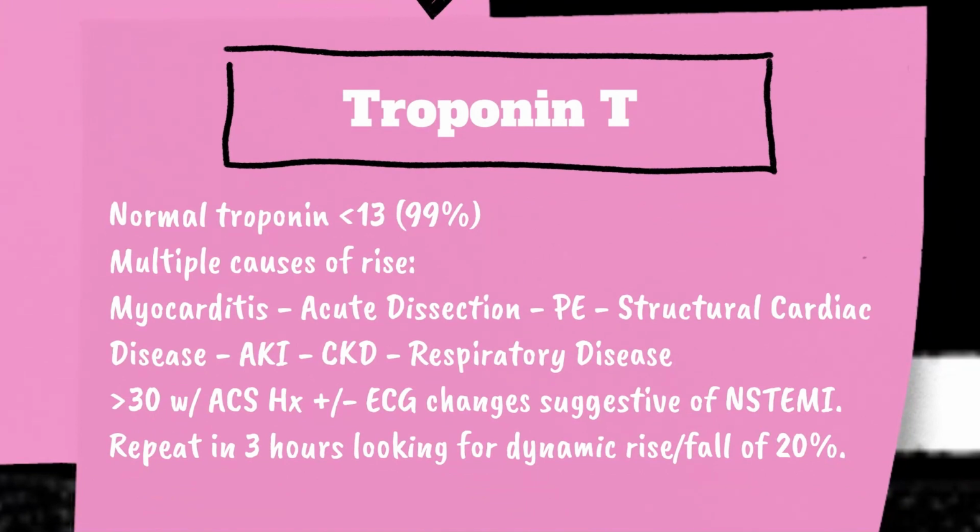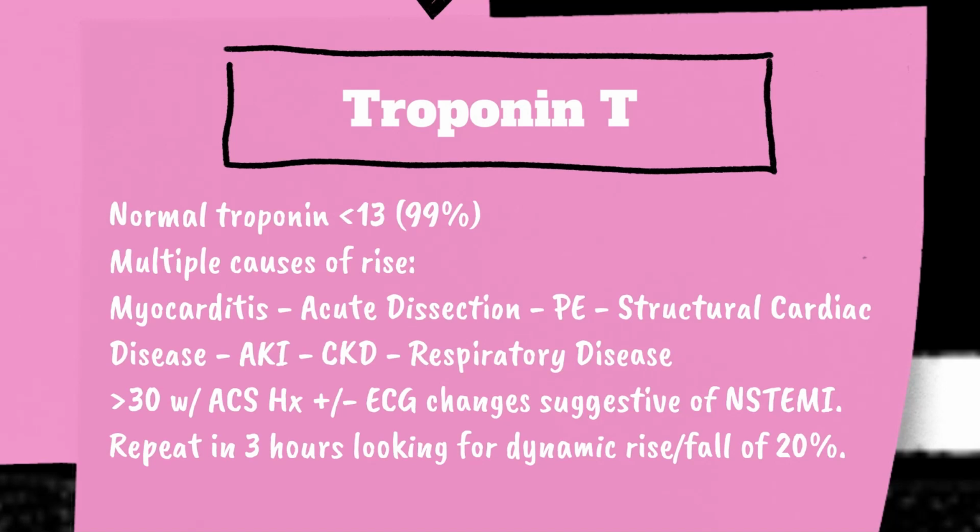A troponin of greater than 30, combined with a good clinical history for an acute coronary syndrome combined with ECG changes, is suggestive of a myocardial infarction. We will then repeat the troponin in 3 hours, looking for any dynamic changes. This is either a rise or fall in the value of the troponin by 20% after serial measurements.